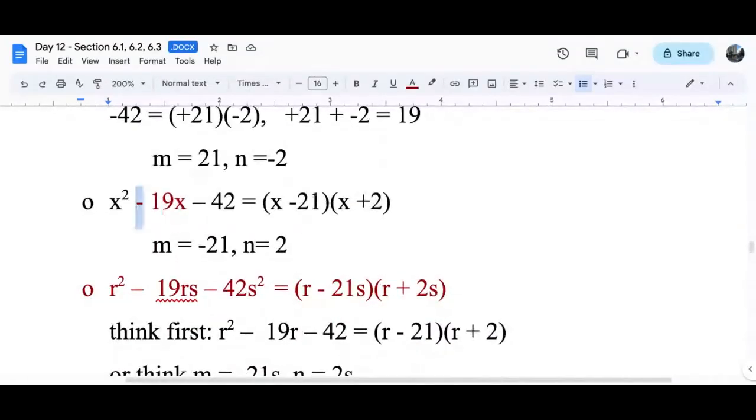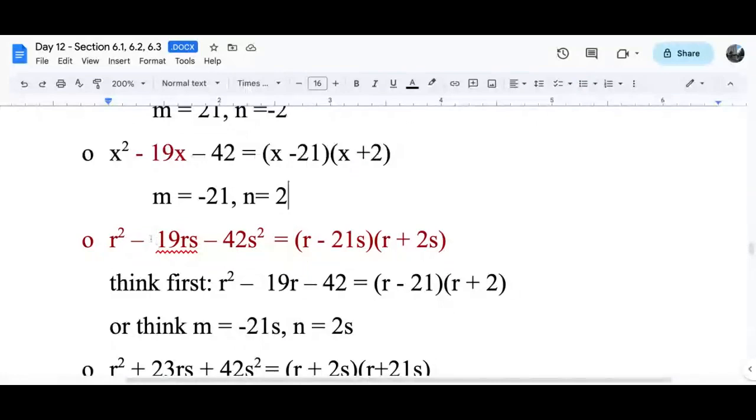Let's see this one. Well, now it's negative 19, negative 42. We just have to switch the two signs. We get negative 21 and plus 2, because negative 21 plus 2 is negative 19, and negative 21 times 2 is negative 42.